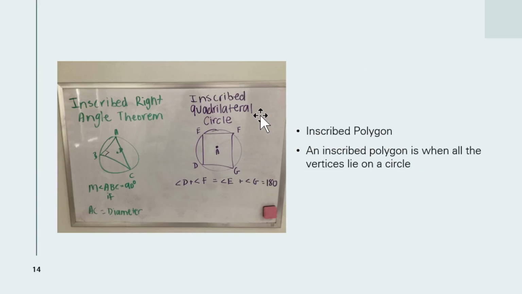Inscribed quadrilateral in a circle, okay? A is our center, and D, E, F, G is our square. Its vertices. So D plus F is equal to 180 degrees. E plus G is also equal to 180 degrees, okay?